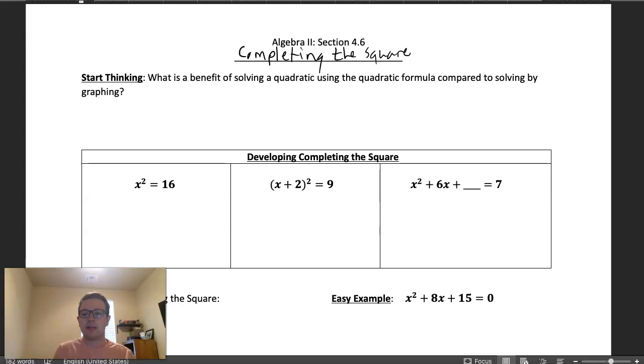Today we're going to be talking about a kind of confusing lesson, but a pretty interesting one. This is called completing the square. We're going to skip over the start thinking just so we can talk about how we develop this.